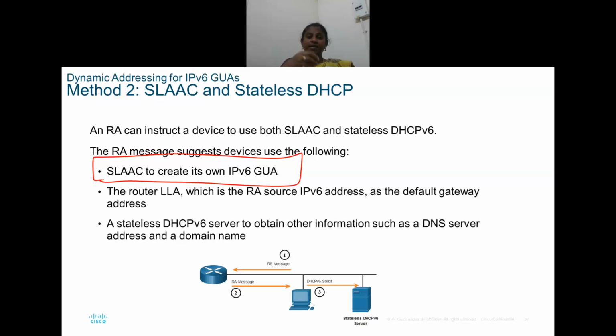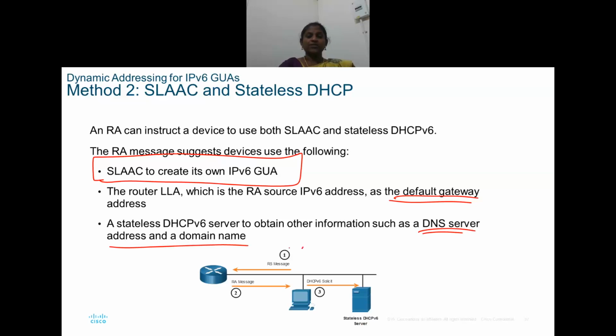And then the router will send the default gateway information. And the DHCP server is giving other information like the DNS server and the domain name. So a little bit of information it is creating on its own. The global unicast address it is creating on its own. And the router is giving the default gateway. It is also giving information about the DHCP server. Now, through that, it is getting the DNS information.